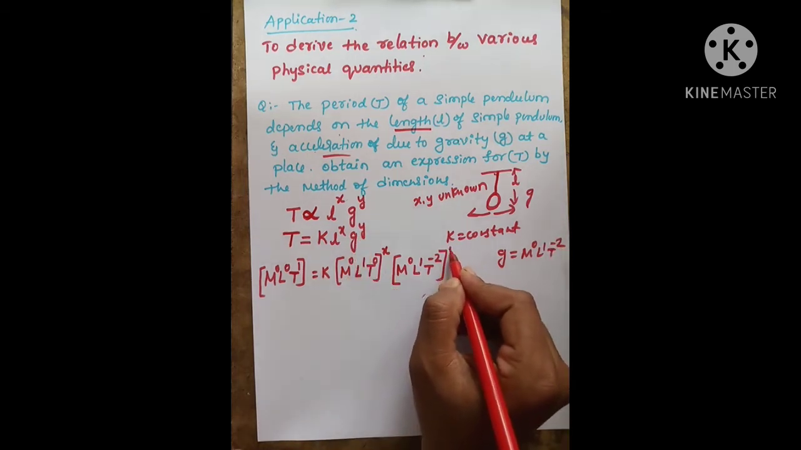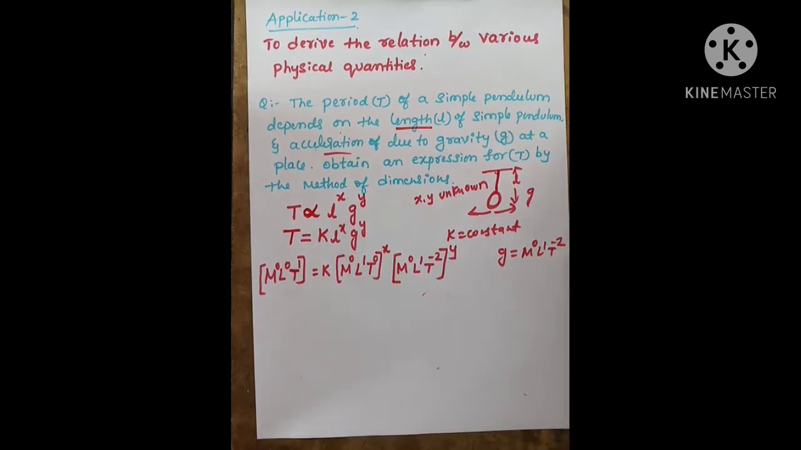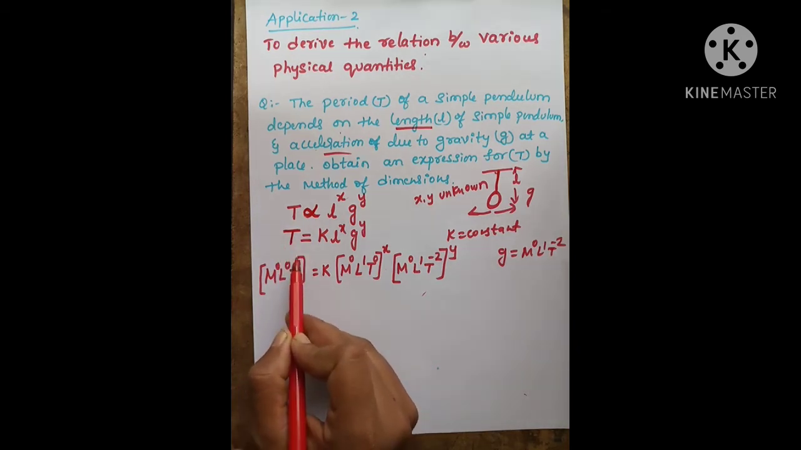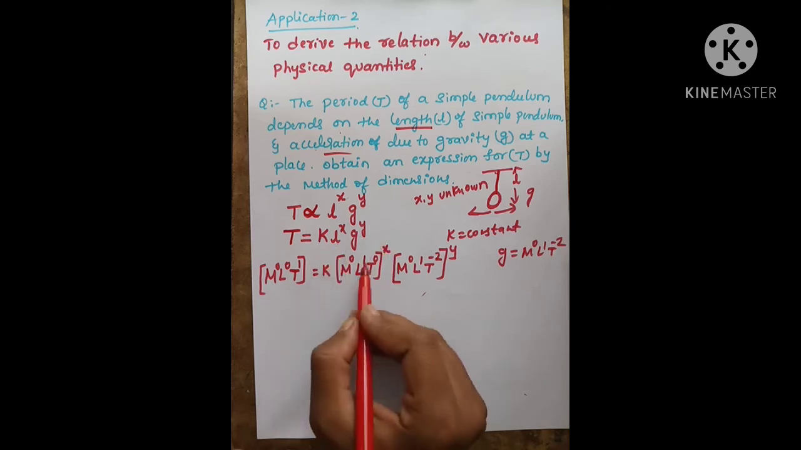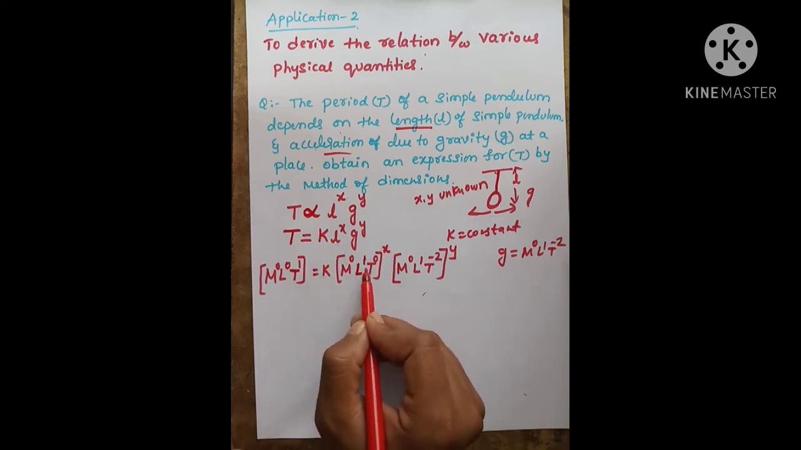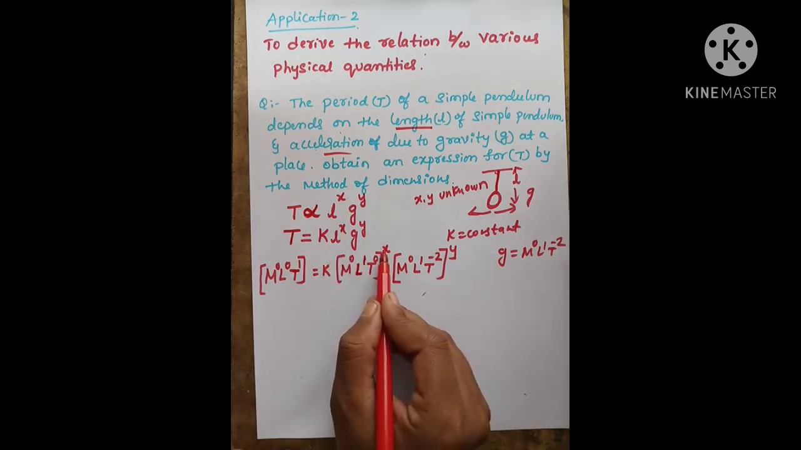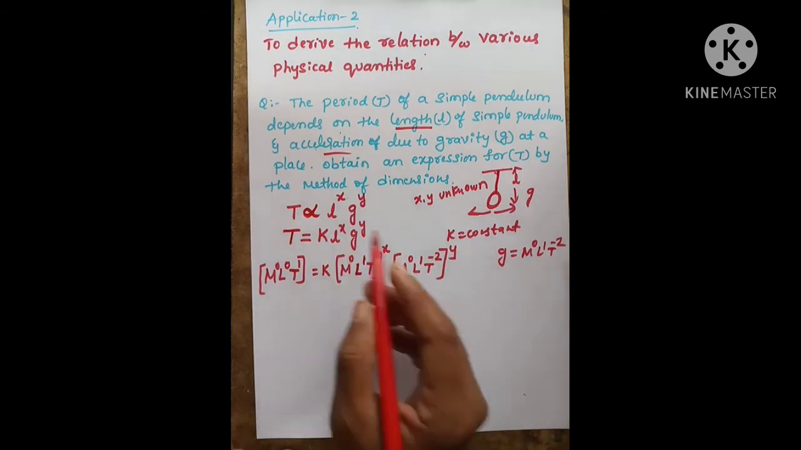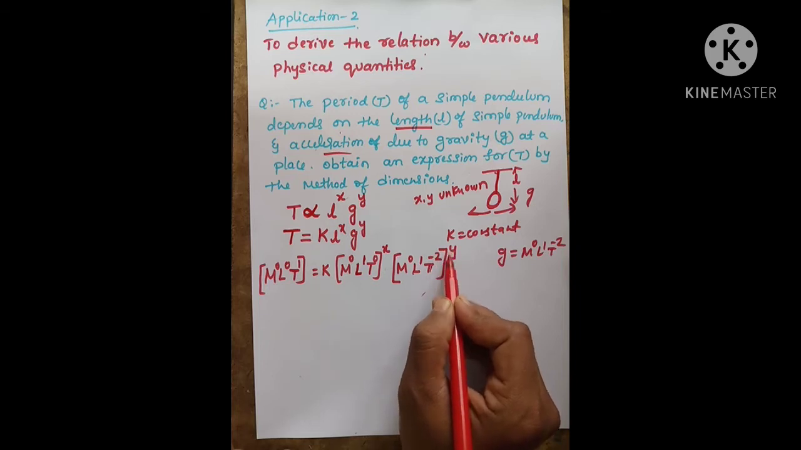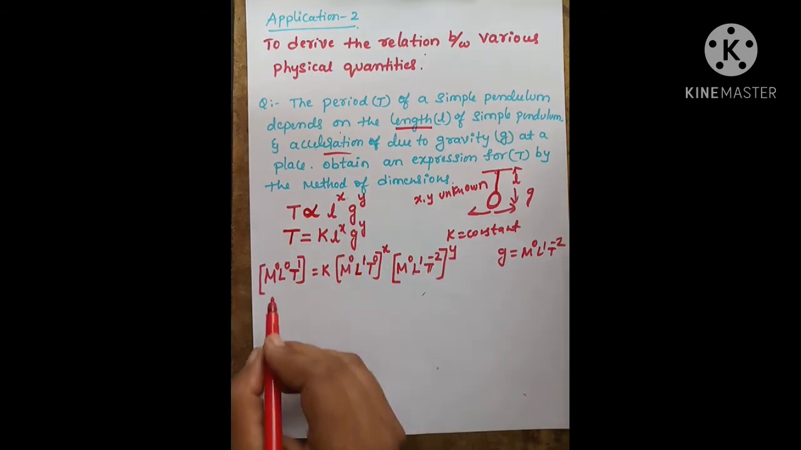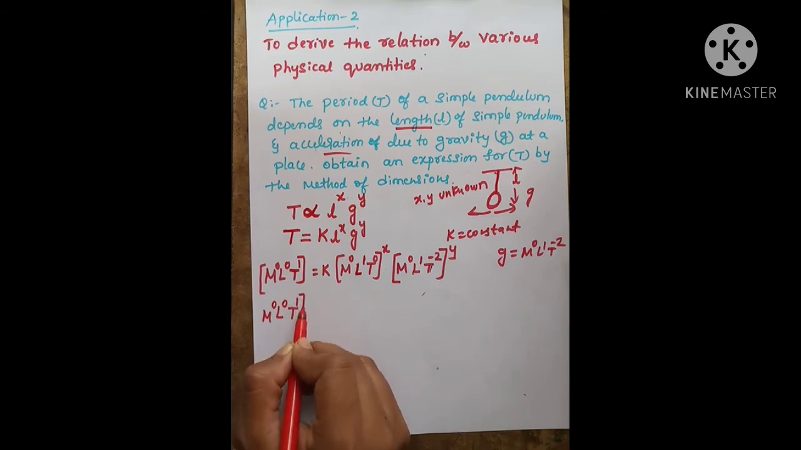Here, to the power of y is there. We have to write it like this. First, time is there, therefore t = k, with dimensions M^0 L^0 T^1. For length, L^1 M^0 L^1 T^0, to the power of x. For gravity acceleration, M^0 L^1 T^-2, to the power of y is there. Now M^0 L^0 T to the power of 1.